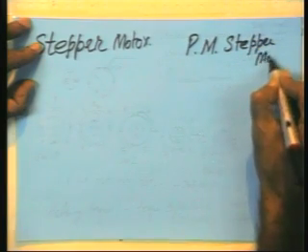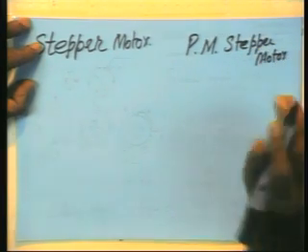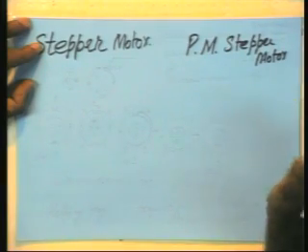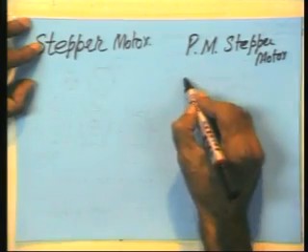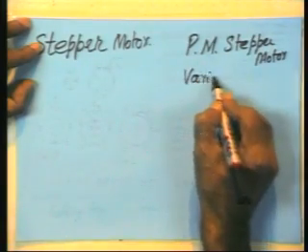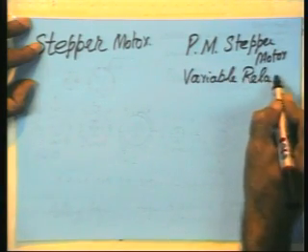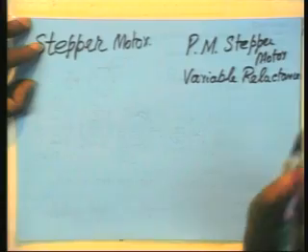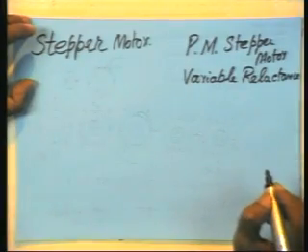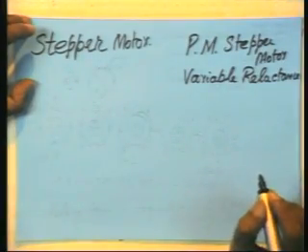Now there are many more things about stepper motors, which I am not going to discuss, because you can always look up a book. And for variable reluctance, I just touch upon some important aspects. Variable reluctance is the other one. Now let us look at this permanent magnet stepper motor.